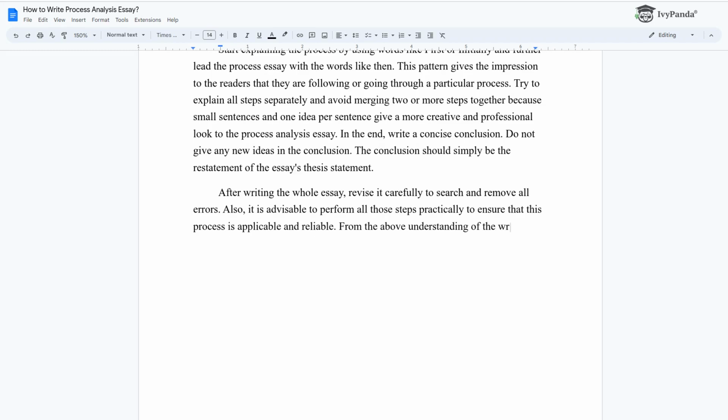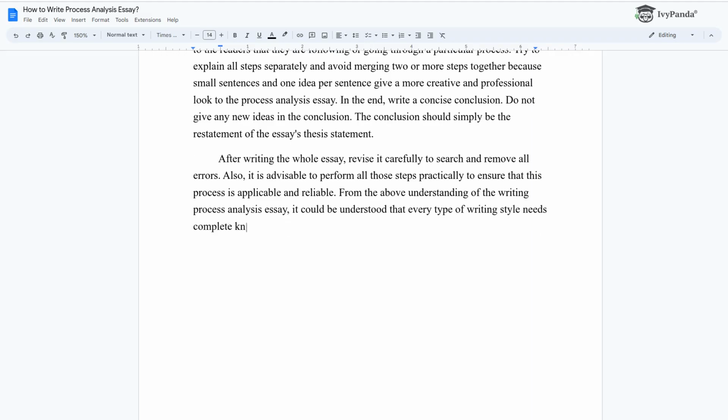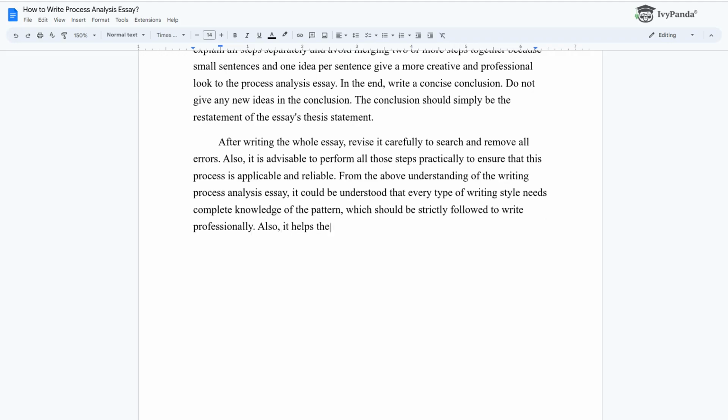From the above understanding of writing a process analysis essay, it could be understood that every type of writing style needs complete knowledge of the pattern, which should be strictly followed to write professionally. Also, it helps the audience identify the main message of the essay.